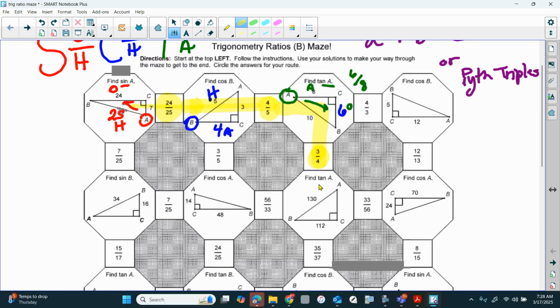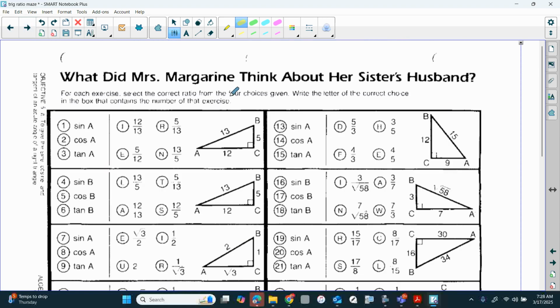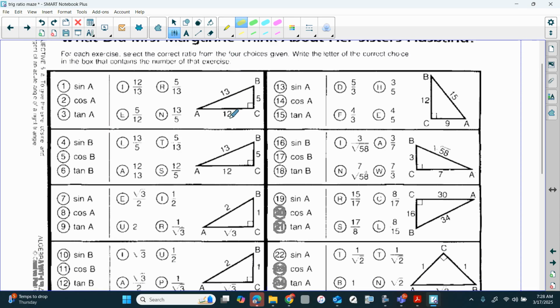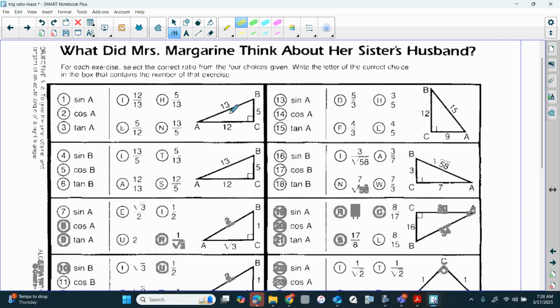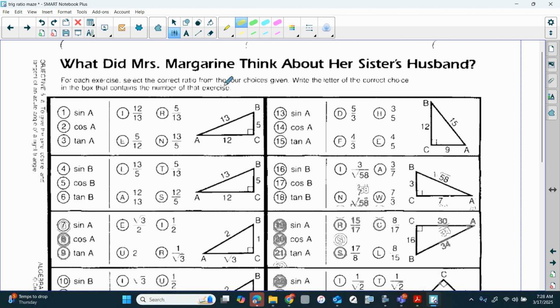Okay, so now on the other side, same premise. But I like this side because it also has some sides with radicals, and you have to still remember your radical rules, simplifying radicals. So you have answer choices here. If I do like this first one, fix this.